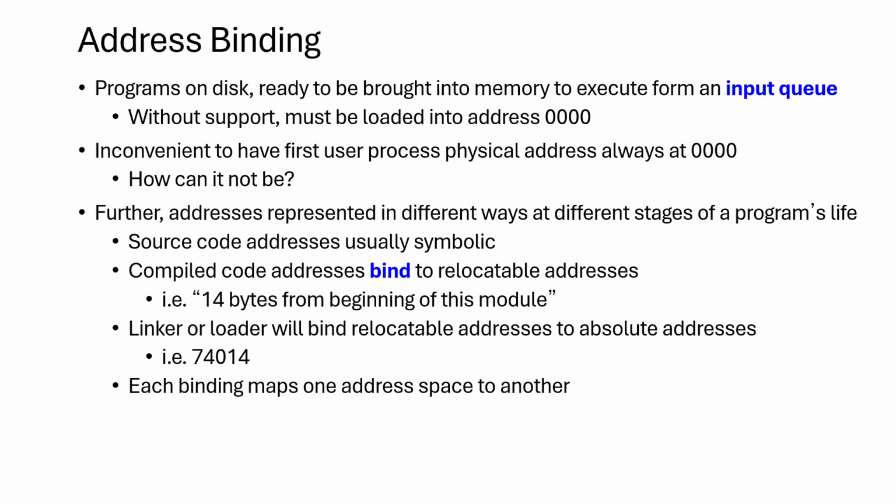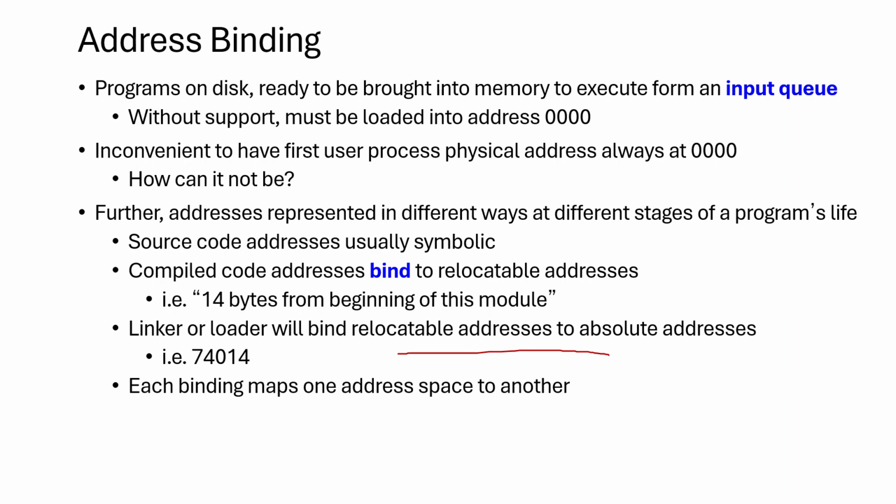Source code addresses are usually symbolic. The compiled code addresses bind to relocatable addresses. We cannot always store the program at the starting address, so it is going to be relocated. The address will be calculated from the starting address 0, so whatever the exact location, it is going to be relocated. The linker or loader will bind the relocatable address to an absolute address. So whatever address is given in the object code is added to the relocatable address by the linker or loader.